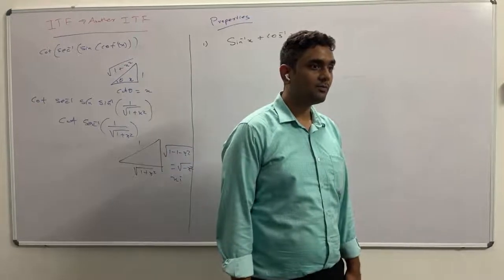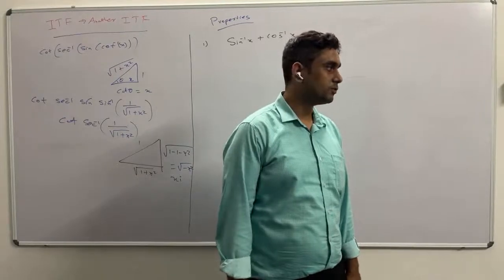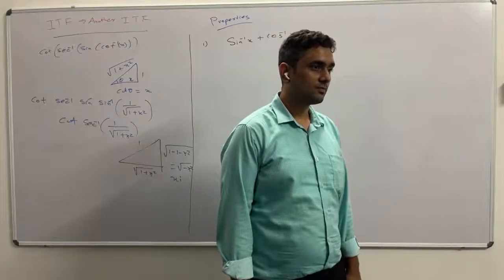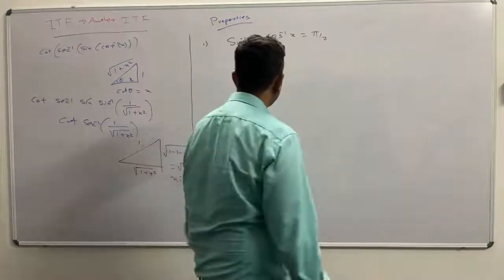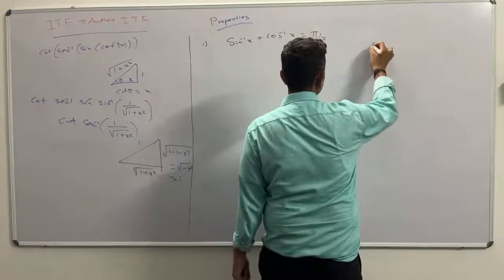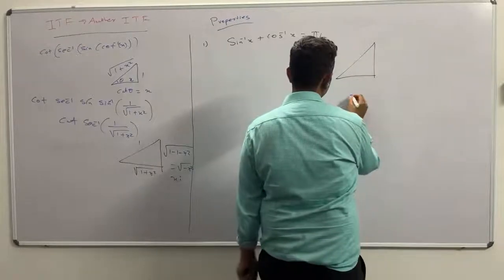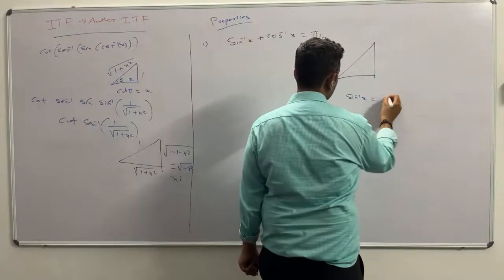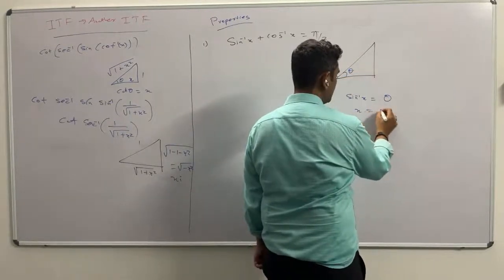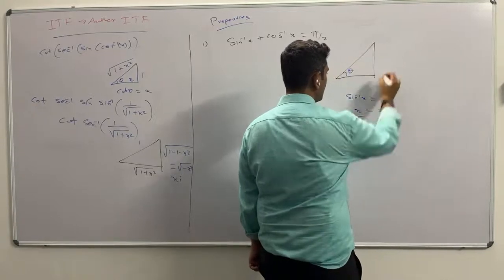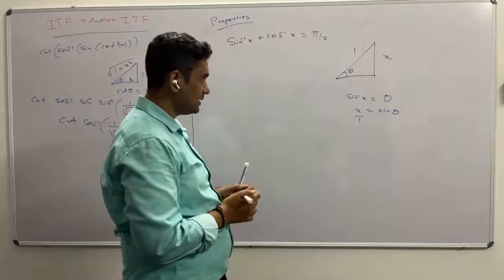Now, who will tell me why sine inverse plus cos inverse is pi by 2? Take a triangle again, guys. Simple and easy. Let's take a triangle. We will assume that sine inverse x is theta. So this angle is theta. We get x equal to sine theta, and x is nothing but x by 1.